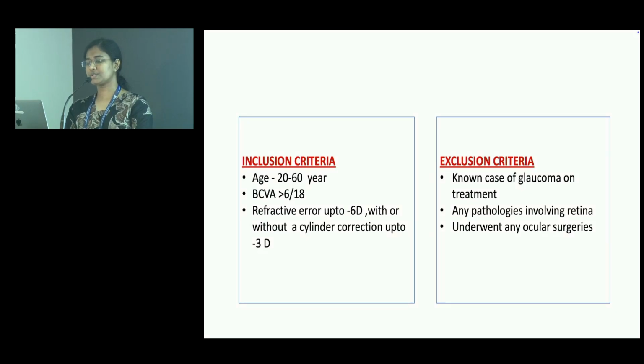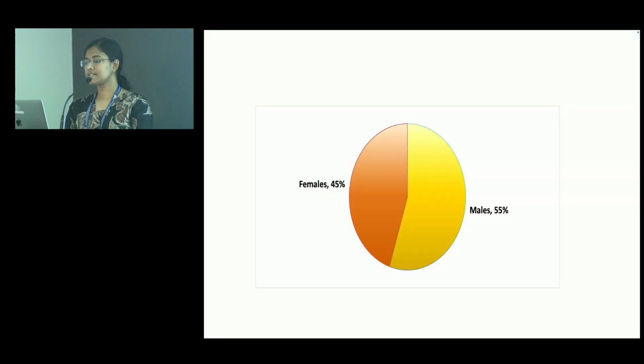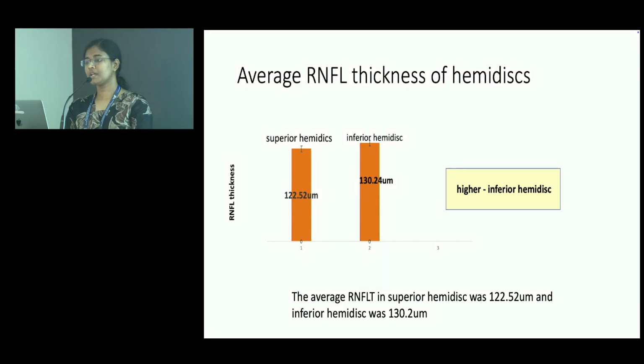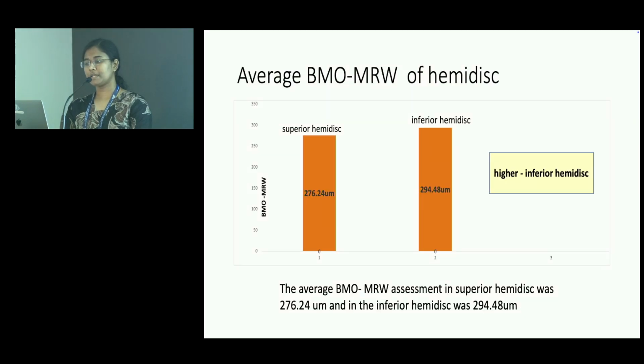Inclusion criteria: age group 20 to 60 years, best corrected visual acuity better than 6/18, refractive error up to -6 diopters. Exclusion criteria: any known case of glaucoma, any patient with any retinal pathologies, and those who underwent any ocular surgeries. Results: 55% were males, 45% were females, and about 45% were mild myopes, whereas 55% were moderate myopes. The average RNFL thickness was higher in the inferior hemidisc. The average BMO-MRW was also higher in the inferior hemidisc in our study.